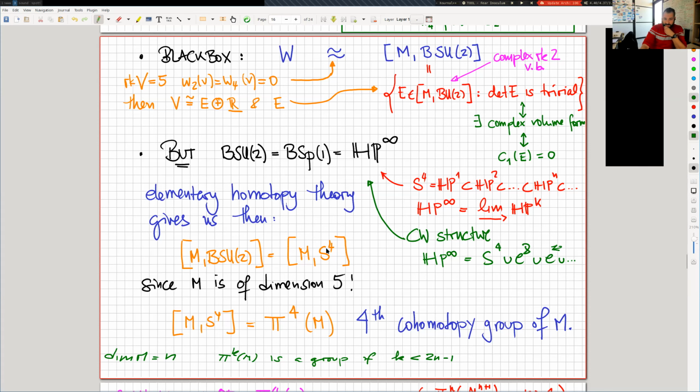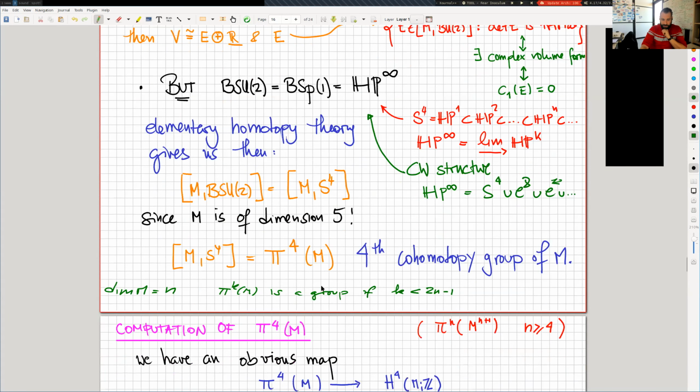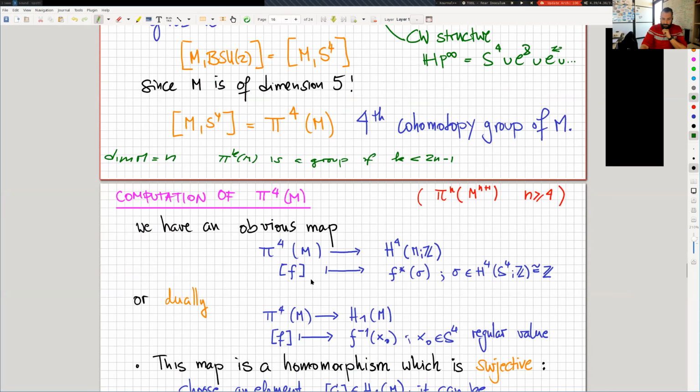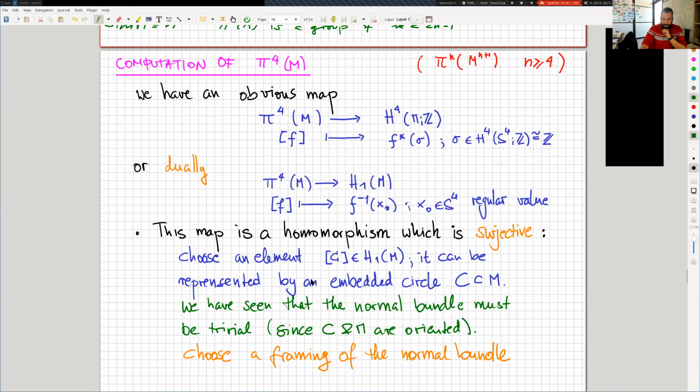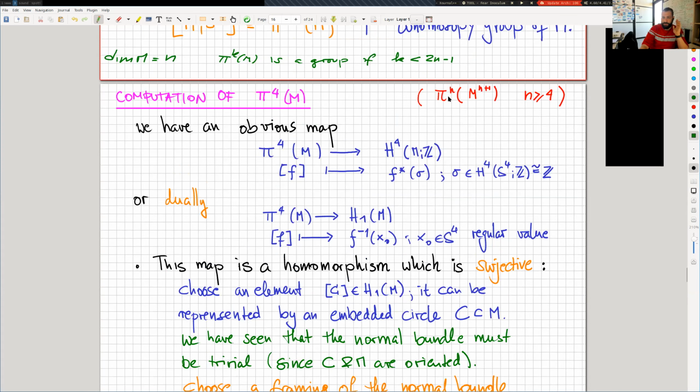But on the other hand, they have a very nice description in terms of so-called bordism theory, which I want to discuss now. Okay, so how can one compute this set of homotopy classes of maps from M to S4? First of all, let me show you the whole picture. What I'm doing here is actually true for just the nth cohomotopy group of a manifold of dimension n+1 when n is bigger or equal to 4.